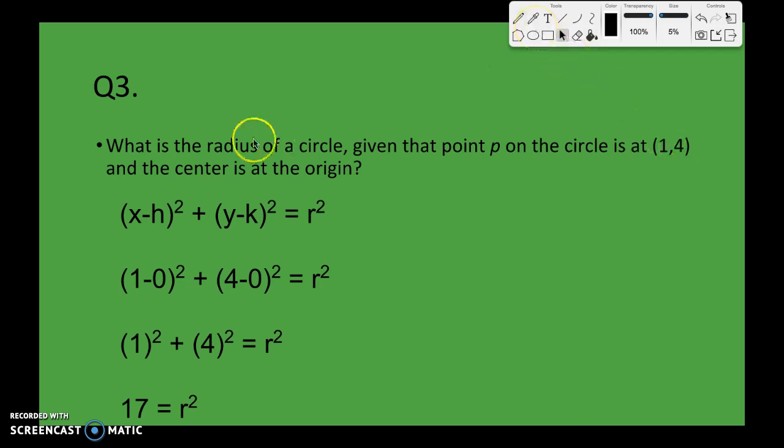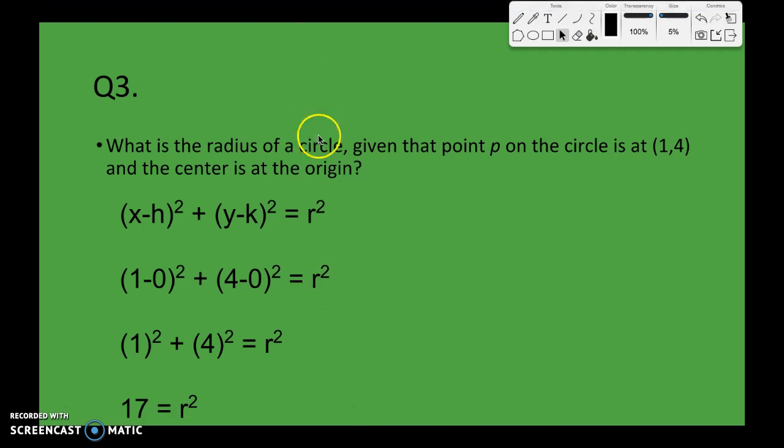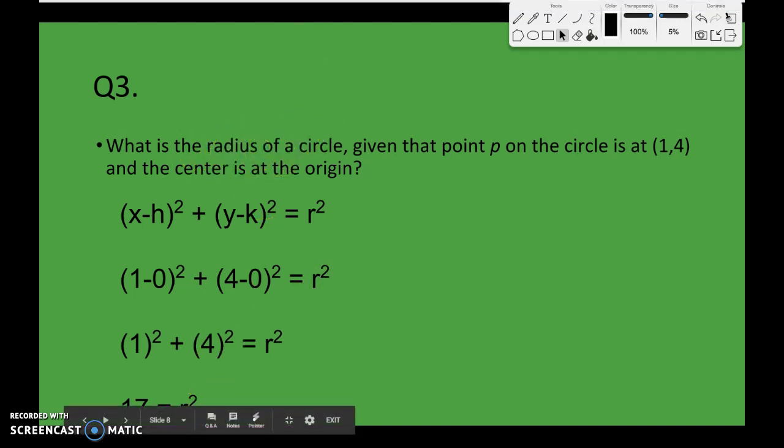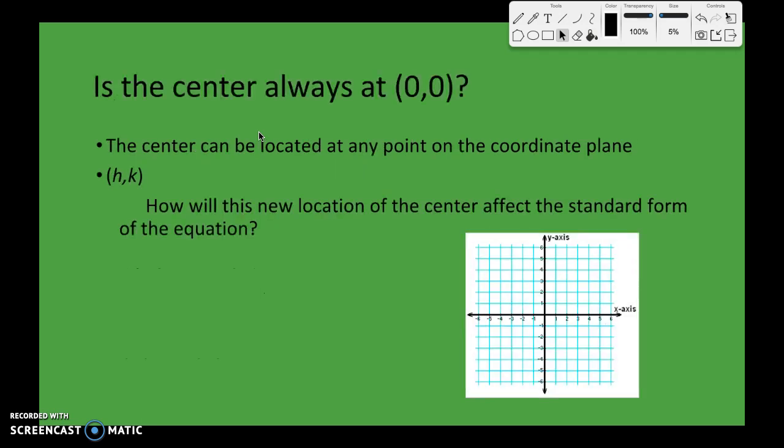the y with 4 and just solve that out, and what I get is that r squared equals 17, but the question was what is the radius of the circle. So in order to find r, what I need to do is simply take the square root of 17, and for exact values I'll just leave it at r equals square root of 17.